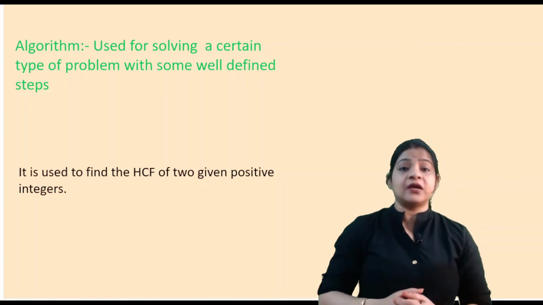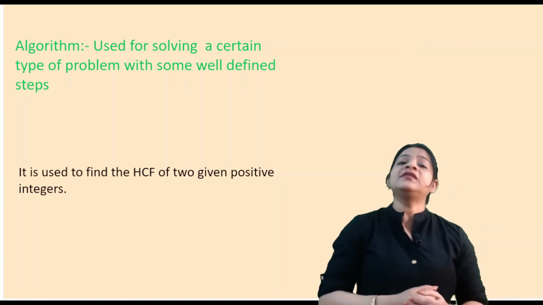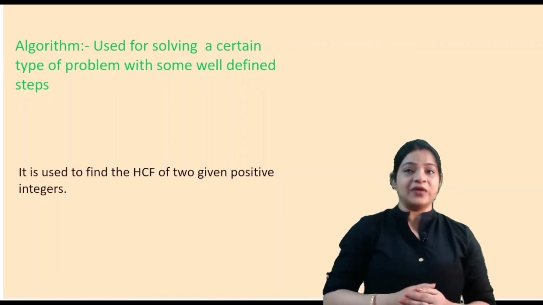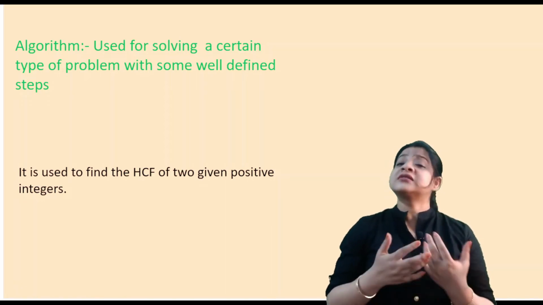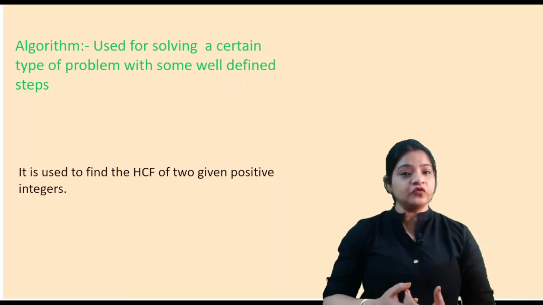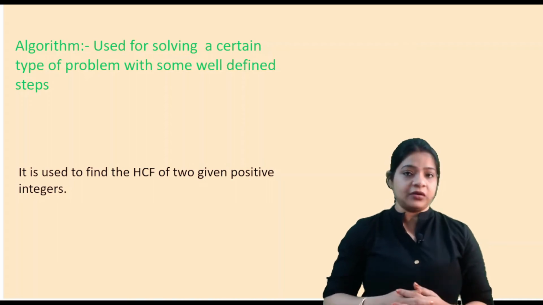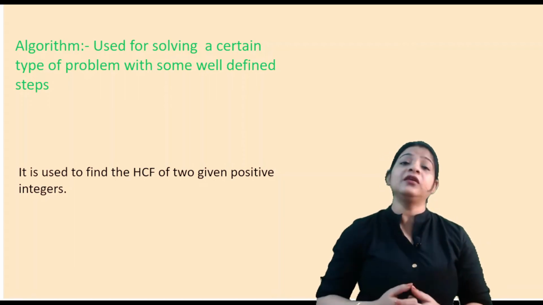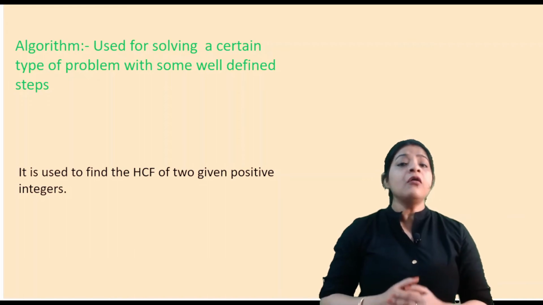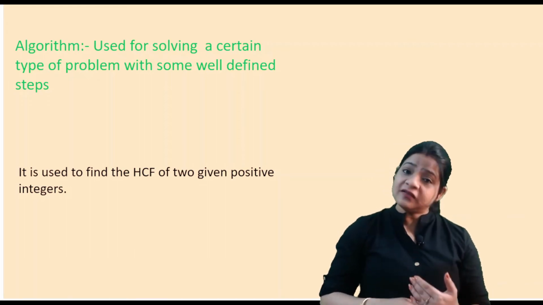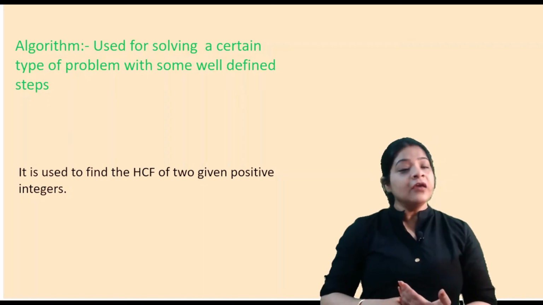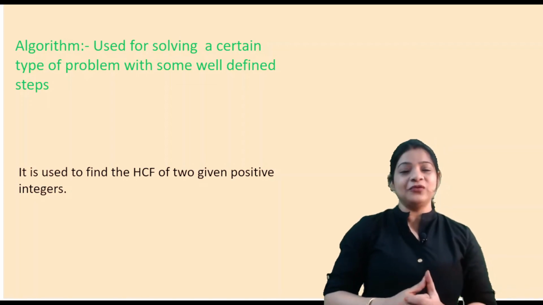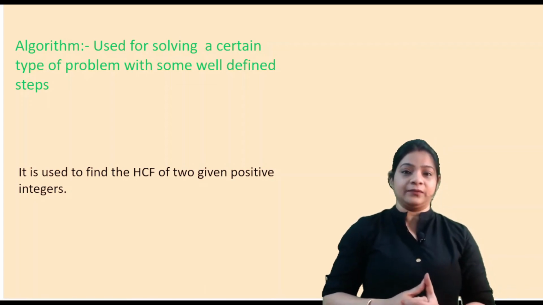Now, why do we study Euclid's division algorithm? Euclid's division algorithm is basically used to find the HCF of two numbers. We have already studied how to find the HCF of two numbers using the conventional method. Now we are going to see how we can find it using Euclid's division algorithm. First of all, we have to understand what HCF is and how to find it using the conventional method, and use this concept to find the HCF using Euclid's division algorithm.